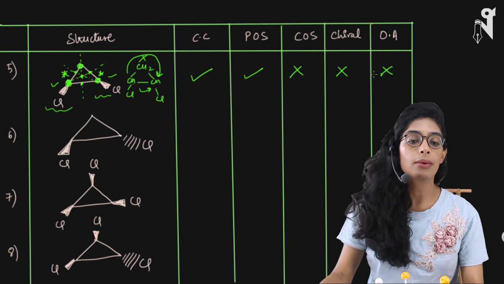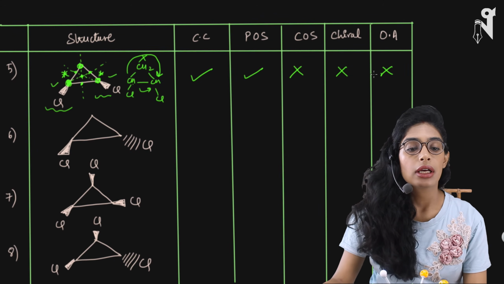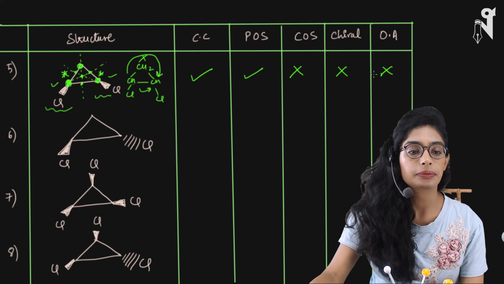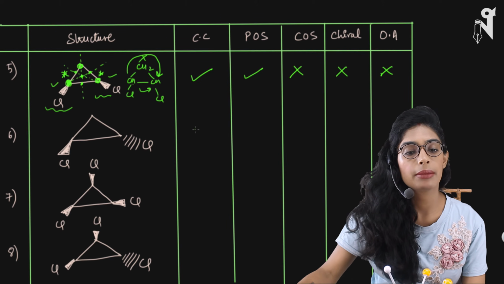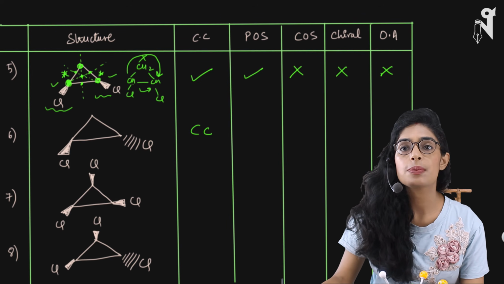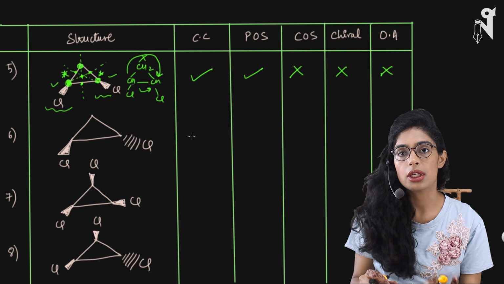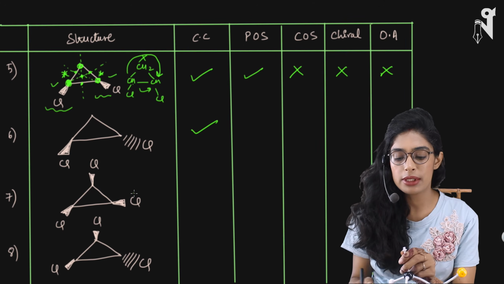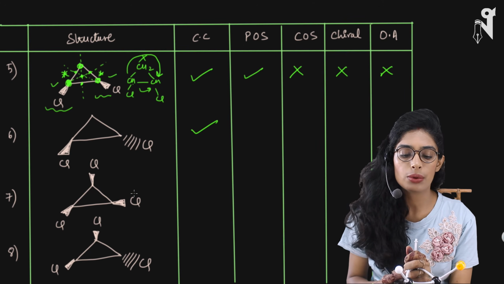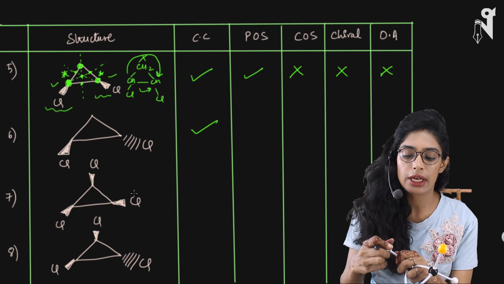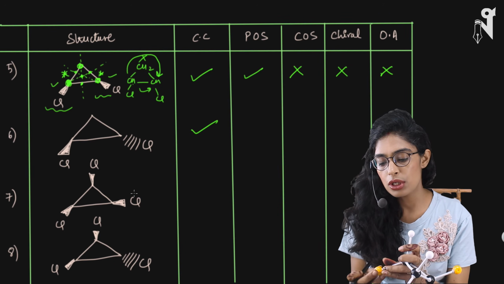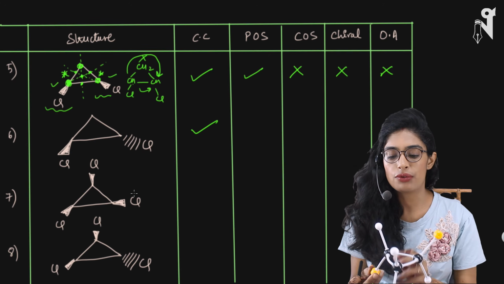Okay, so let's talk about the next example. Chiral centers will still be there because the molecule is the same. Chiral center is there, yes. Does it possess POS? We need to see. How will we see whether the POS is present or not? Again, we will cut it through a certain plane and we'll see whether it is getting divided into two equal halves or not, and whether those two equal halves are mirror images of each other or not.